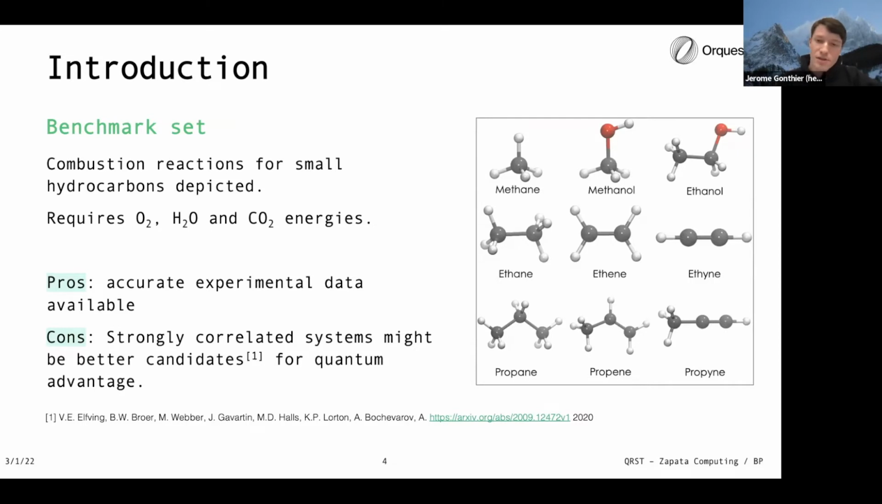The disadvantage is that these systems are actually pretty easy to treat classically. So if we look at molecules that are said to be strongly correlated, which basically means they're difficult to treat classically, they may be better candidates for quantum advantage. So that's something to keep in mind, but we think our estimates are actually transferable to strongly correlated systems of the same size.